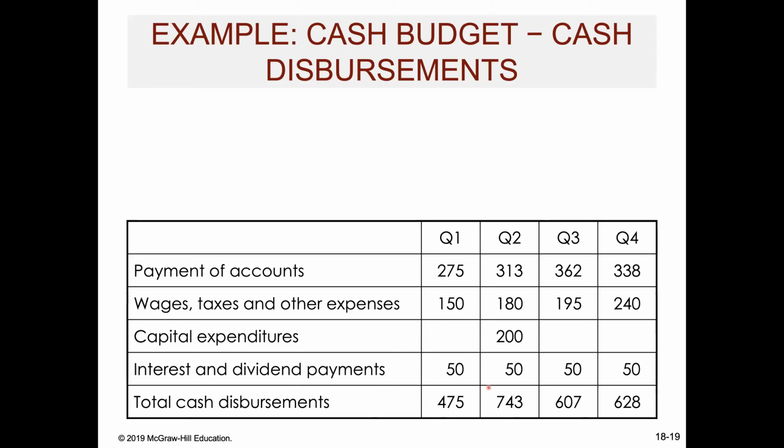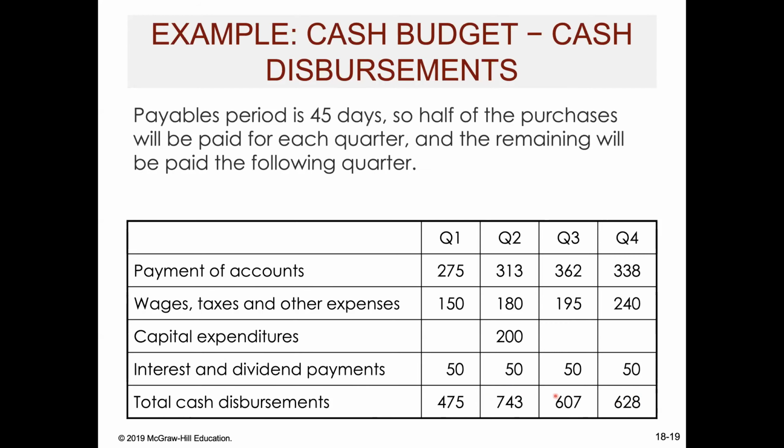You can see Q2, because we have an additional capital expenditure cash-wise, it'll increase that significantly. Q3 and Q4 are 607, 628 respectively. So our payables period is 45 days. So half of the purchases will be paid for each quarter, and the remaining will be paid for the following quarter. So our beginning payables was 125. So that's going to be paid in our first quarter.